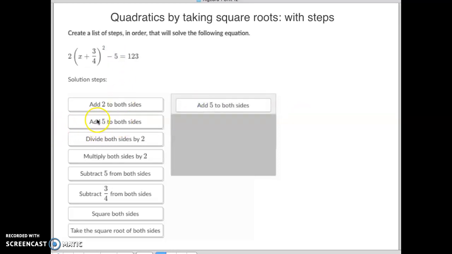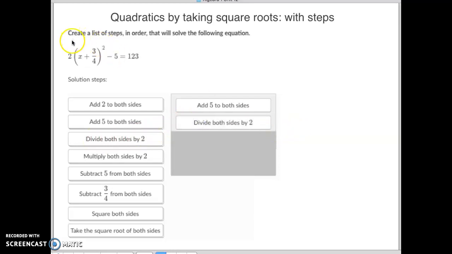So you would take this one here and you would drag it over to here. Put that as your first step. Now, once that's done, you have this equals 128. So now we got to get rid of that number that's being multiplied by the parentheses. So how do you get rid of a 2 that's being multiplied by the parentheses? Well, you need to divide both sides by 2. So we're going to take this divide by 2, drag it right to there, and put it right there.